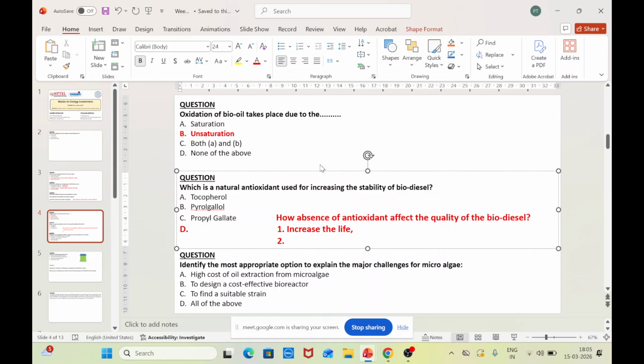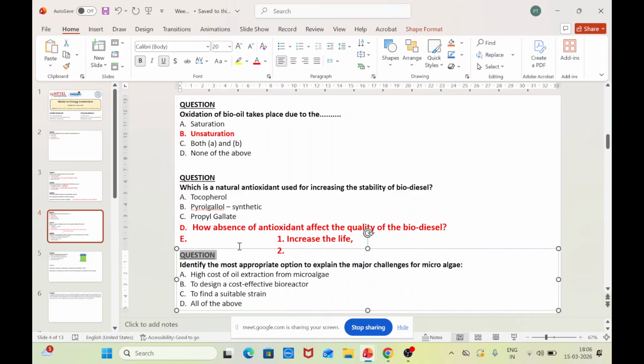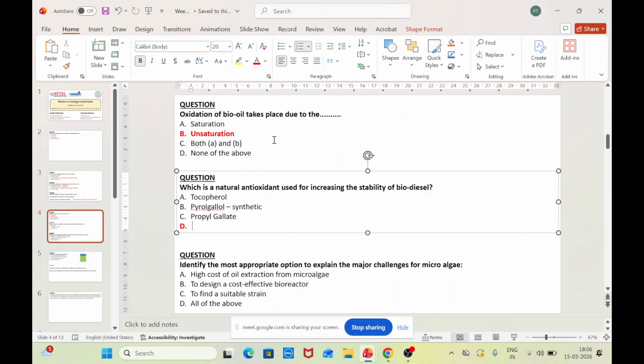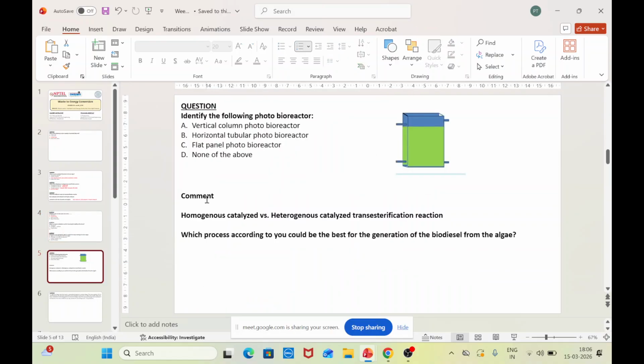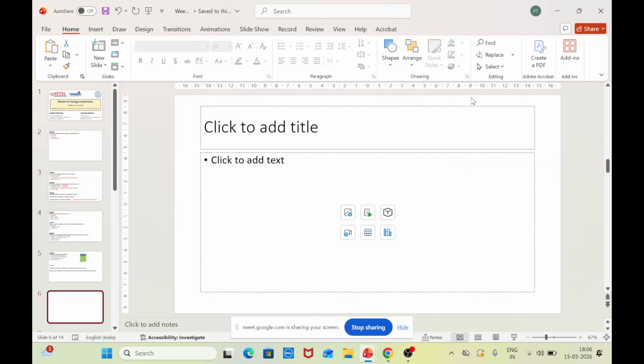Which of the following is a natural antioxidant? So I'll give a clue. So this one is synthetic. Pyrogallol is a synthetic chemical, so that can be used as an antioxidant. Just a second, let me put this in the next slide.